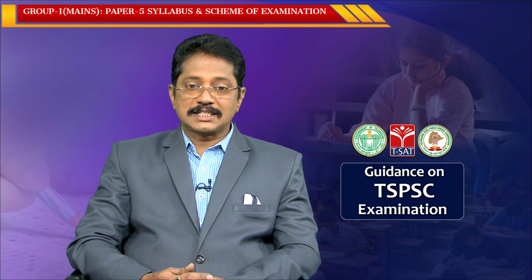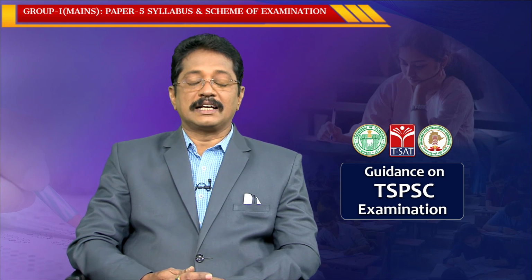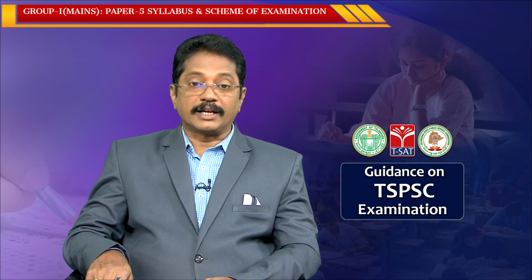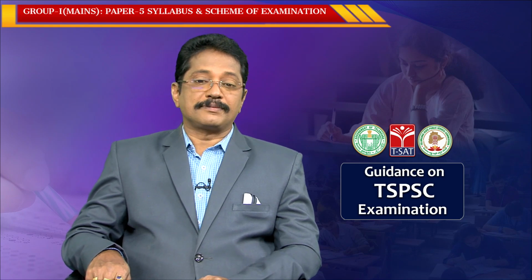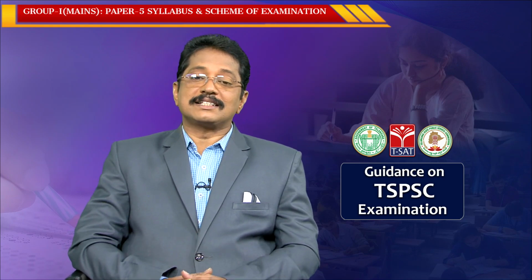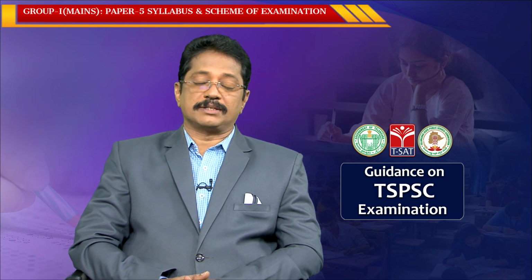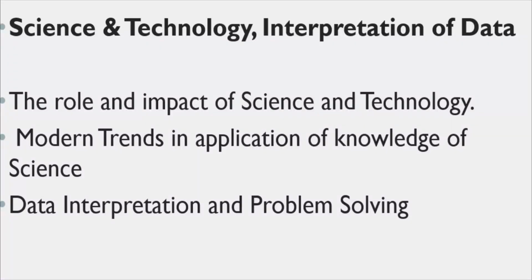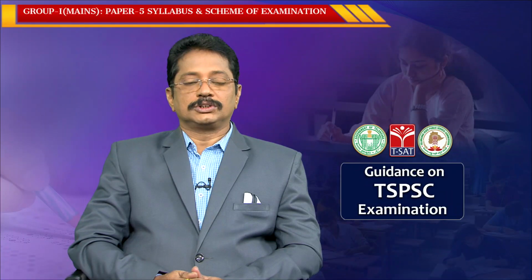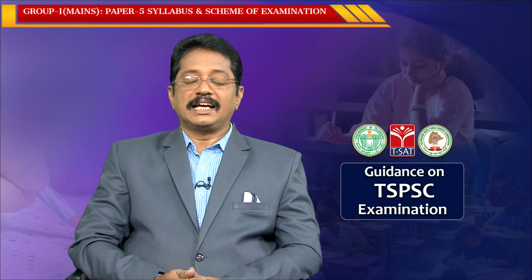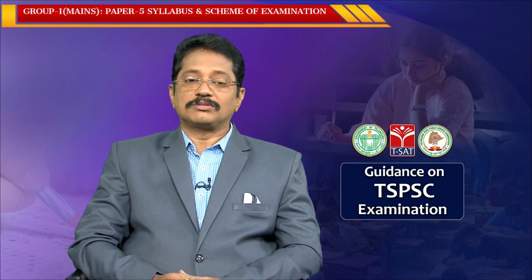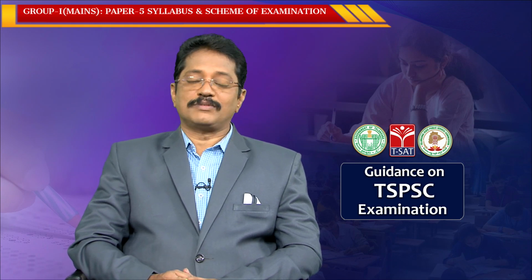Now I am going to discuss what the syllabus is and how you are going to prepare. In Paper 5, as I said, we have science and technology and data interpretation. In science and technology, the role and impact of science and technology will be given. The second is modern trends in application of knowledge of science. And the third is data interpretation and problem solving. So we have 3 sections, each carrying 50 marks, obviously 3 fifties are 150 marks.